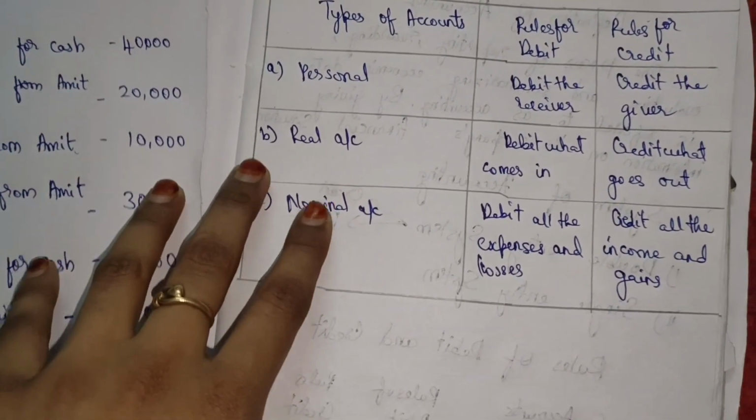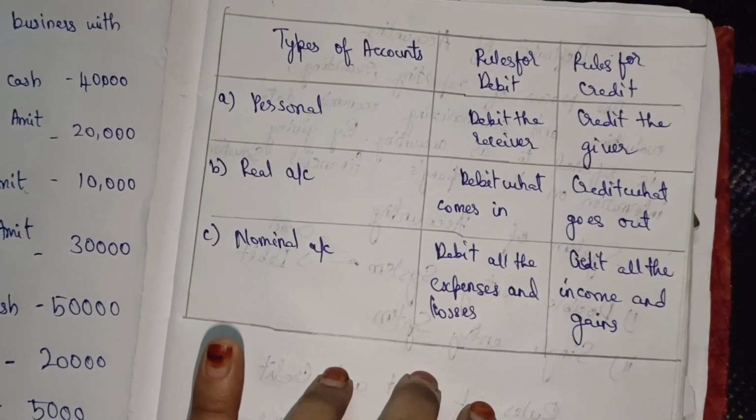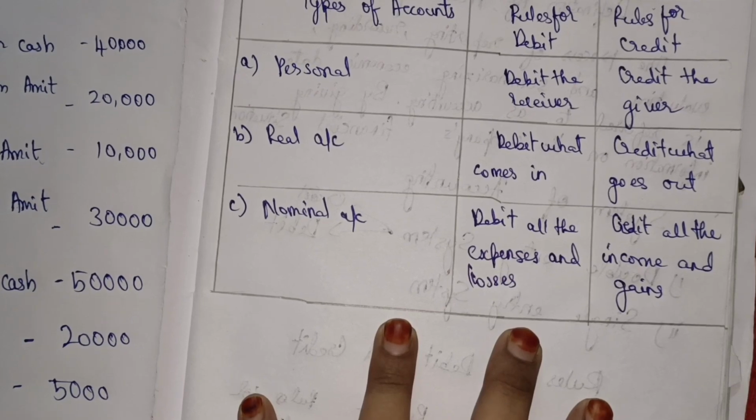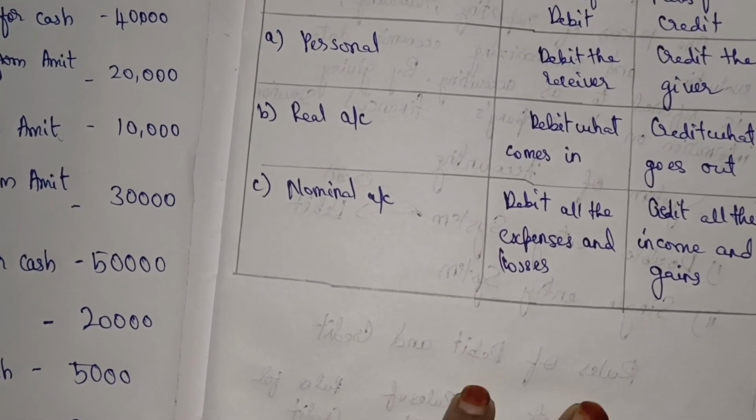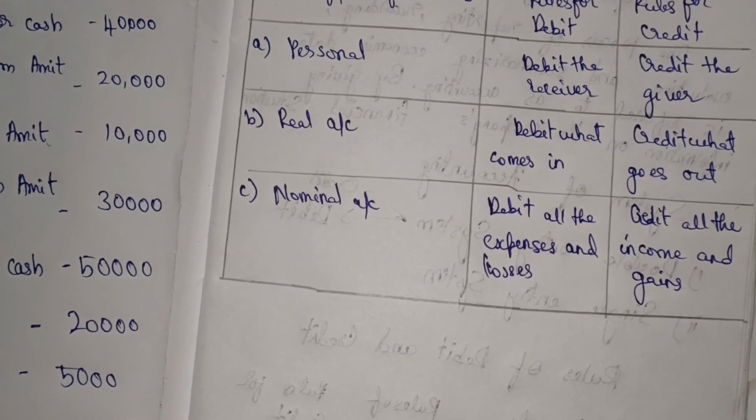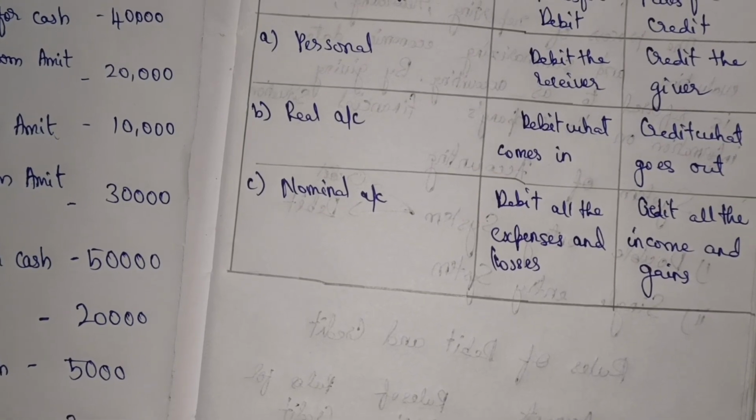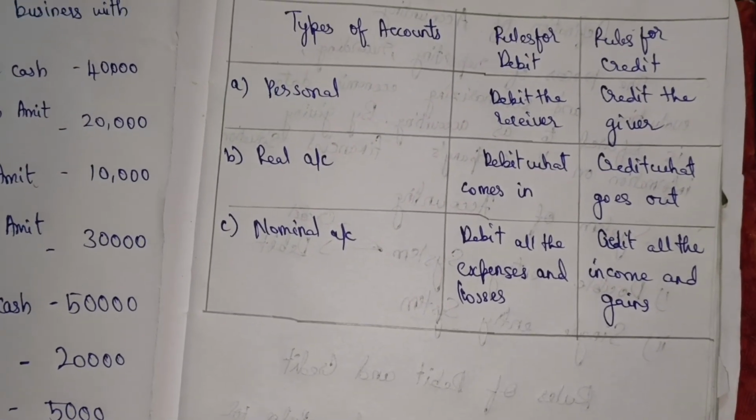So the third one is the nominal account. So in nominal account, we need to debit all the expenses and losses and credit all the income and gains. So nominal account includes the income, expenses, losses, gains. For example, wages, as you paid the rent, as you paid the salary to your workers. So this all comes under the nominal account.